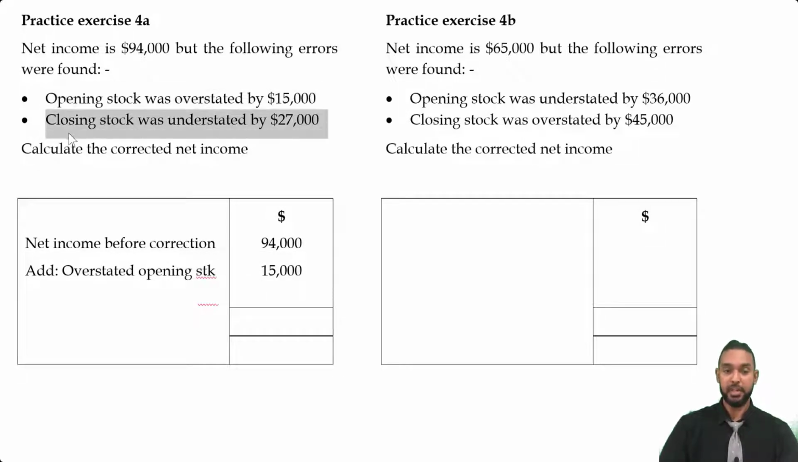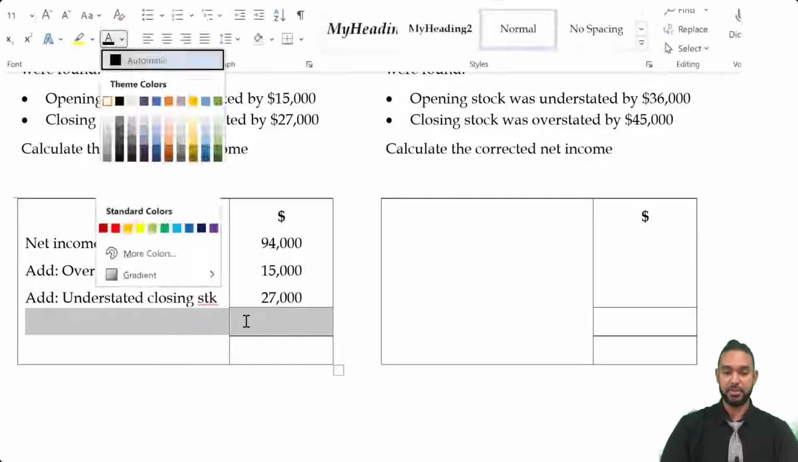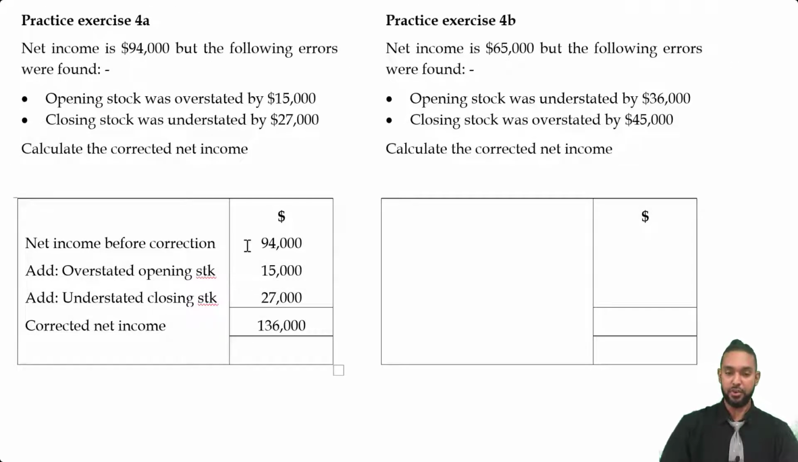By the same token, if closing stock was understated by 27, closing stock behaves like a revenue. Understated means it's too low. If it's too low, to fix it, we have to increase it. And when you increase a revenue item, profit goes up as well. So we are also going to have to add the understated closing stock figure in the process of correcting net income. And when you run your arithmetic, you're going to arrive at that figure there.